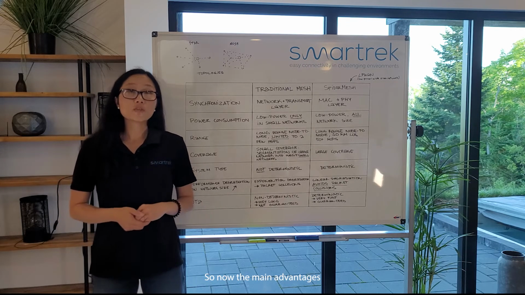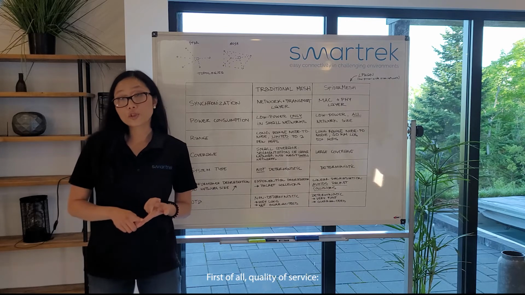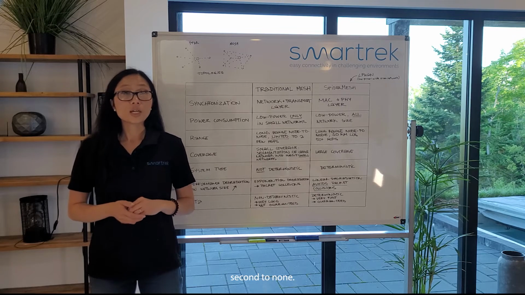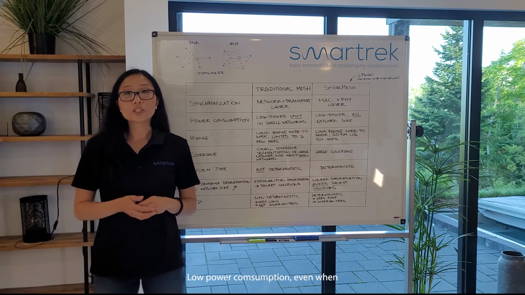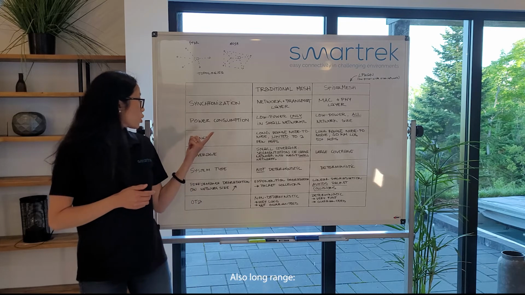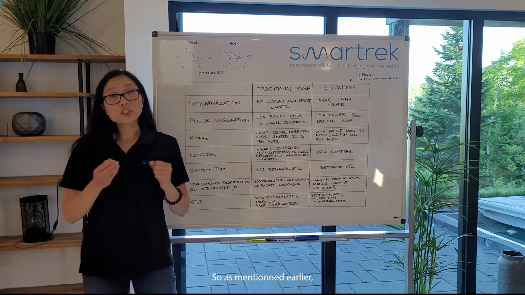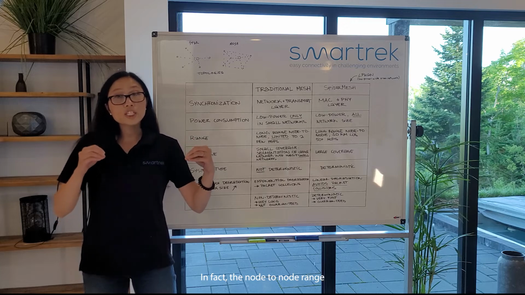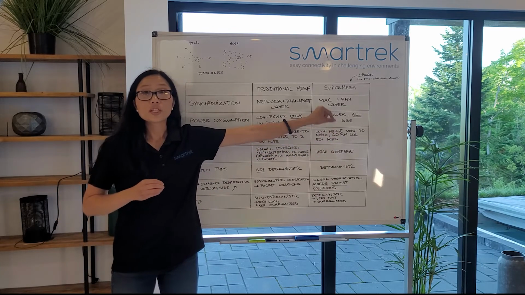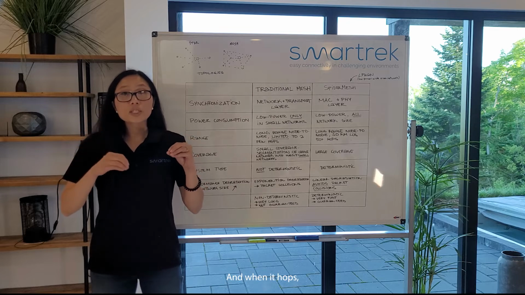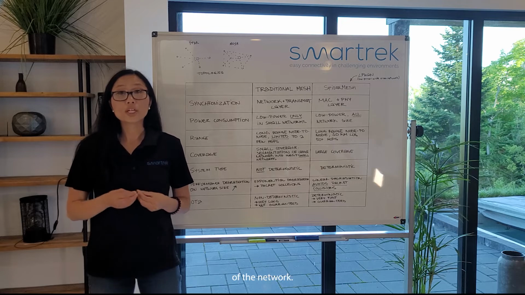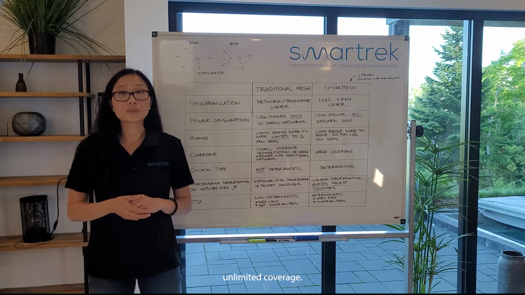So now the main advantages of SpiderMesh. First of all, quality of service, so reliability in difficult conditions and communication that is second to none. Next, autonomy, so low power consumption even when we increase the size of the network. Also, a long range. So as mentioned earlier, SpiderMesh is an LPWAN technology, so the node-to-node range can go up to 10 kilometers. And when it hops, given the mesh topology and given that there is no degradation with the increase in the size of the network, we literally have almost unlimited coverage.